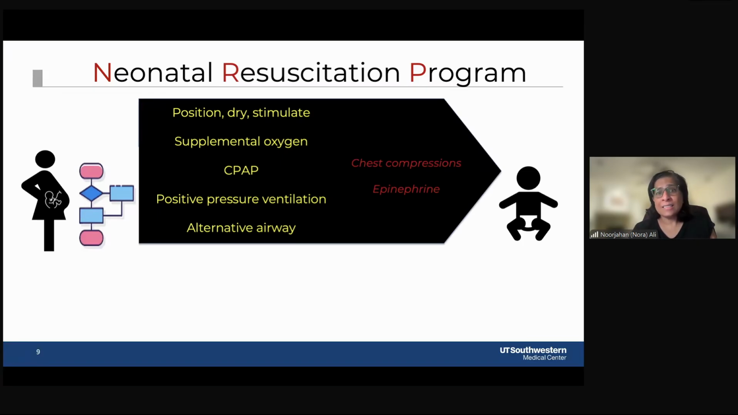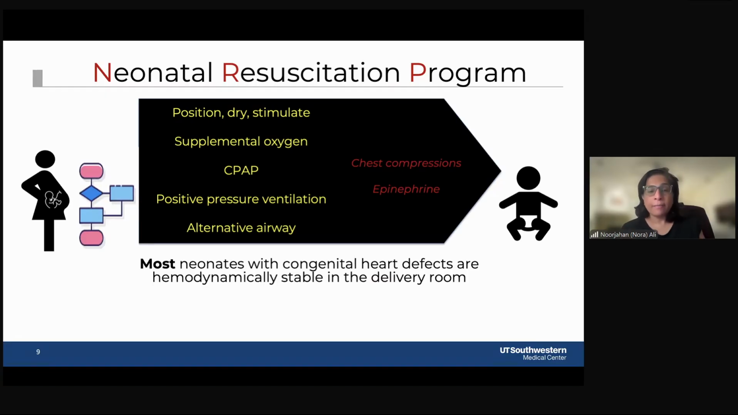Once that is done, with just the initial ventilation corrective steps, less than 0.1% end up needing chest compressions and epinephrine. That's quite different, about 10-fold less than what's in the NICU after the babies are born and older.